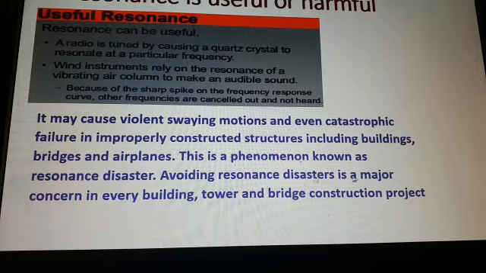Avoiding resonance disaster is a major concern in every building, tower and bridge construction project. Okay, here is one video about resonance. Watch this one, and after watching this video also you can understand well. Watch the video well.